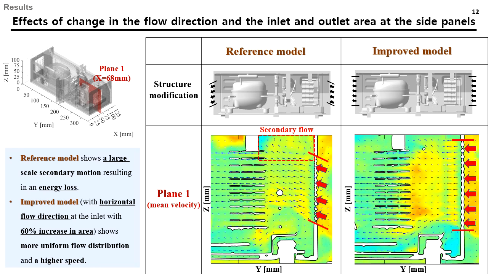And from now on, I will discuss the changes in flow characteristics resulting from our structural modification. Let's start by looking at the position of plane 1. In the reference model, the inlet angle is directed upward, leading to a non-uniform flow towards the heat exchanger, and there is a large-scale secondary motion resulting in an energy loss. The improved model, with horizontal flow direction at the inlet with 60% increase in area, shows a more uniform flow distribution and higher speed.